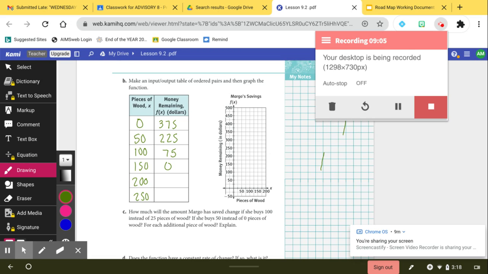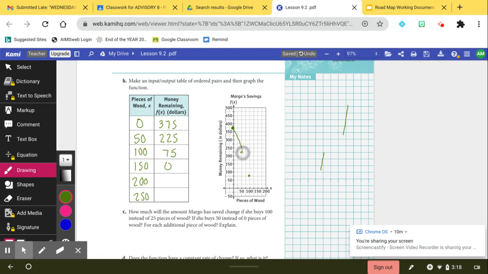All right, so we start up at the 375, and then it's going to keep going down. So 50, 225, right there, 175. There's 100. And then it's just going to keep going down like that until she runs out of money.